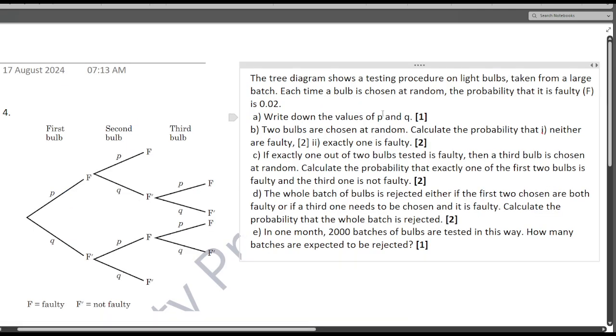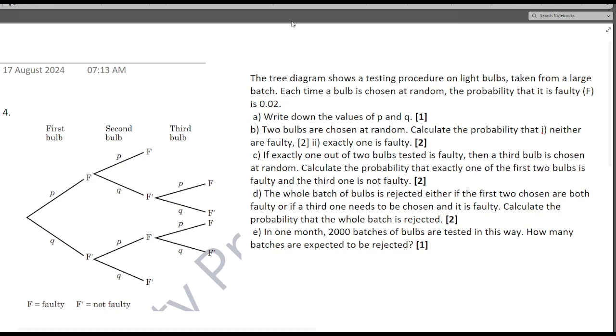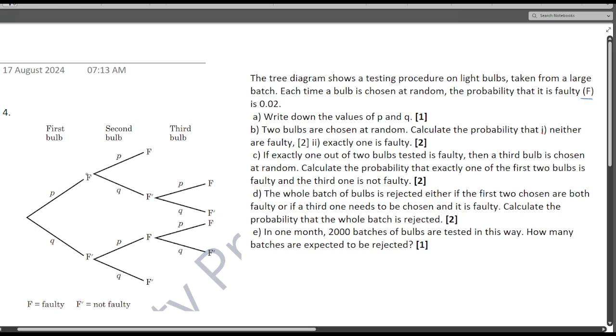Okay, now question number 4. Question number 4 is, the tree diagram is already shown. The tree diagram shows a testing procedure on light bulbs taken from a large batch. Each time a bulb is chosen at random, the probability that it is faulty is 0.02. Write down the value of P and Q. So here each time a bulb is chosen at random, the probability that it is faulty is given as 0.02. So the value of P is going to be 0.02.